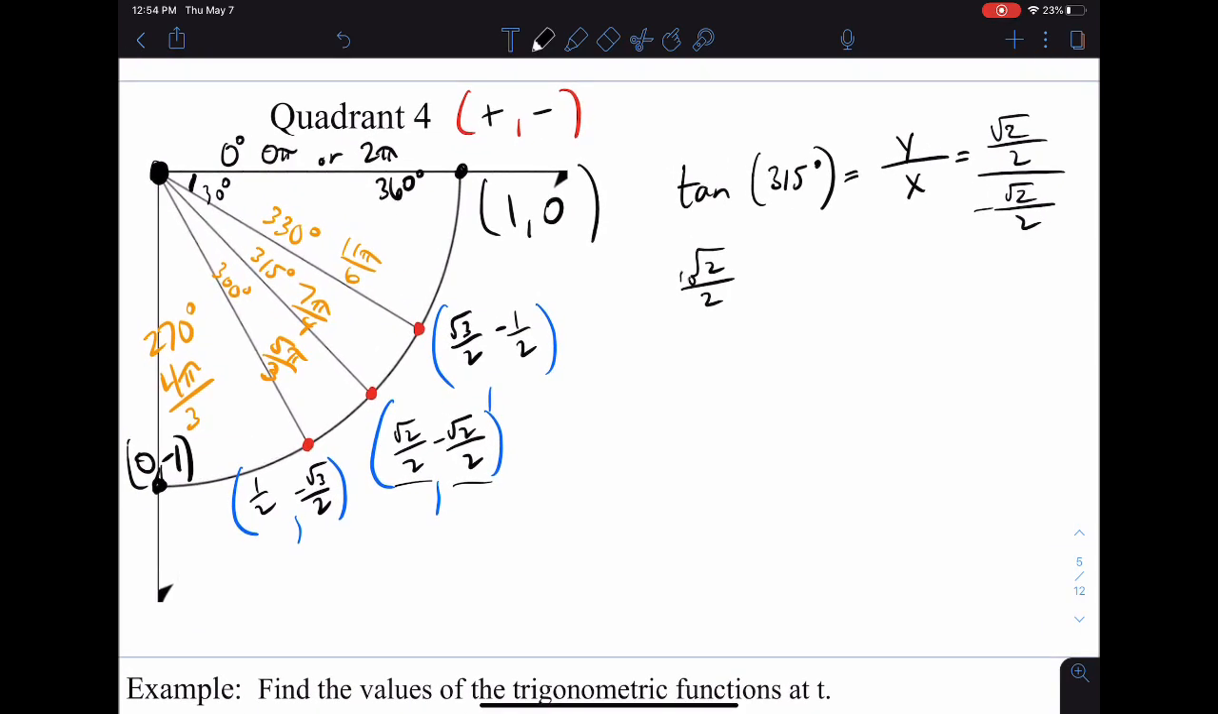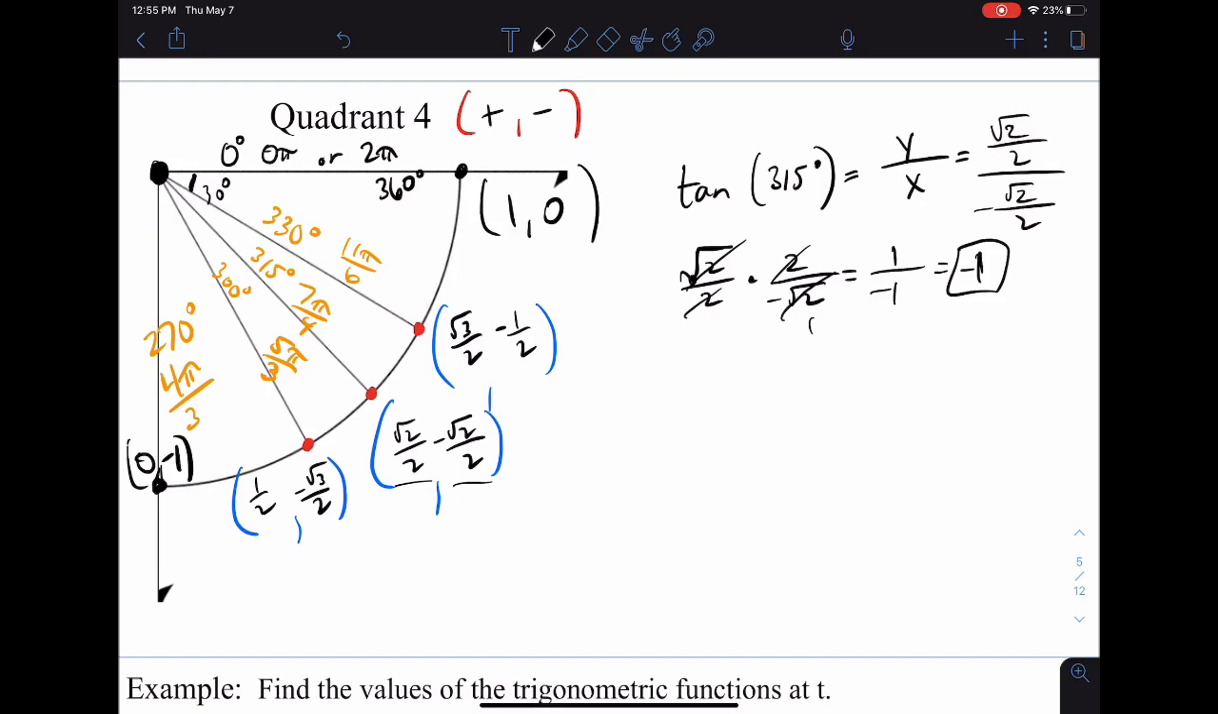Square root of 2 over 2 times the square root of 2 over 2. Well, these cancel each other out. We have a negative 1. These cancel each other out. So you're left with 1 over negative 1, which equals negative 1.